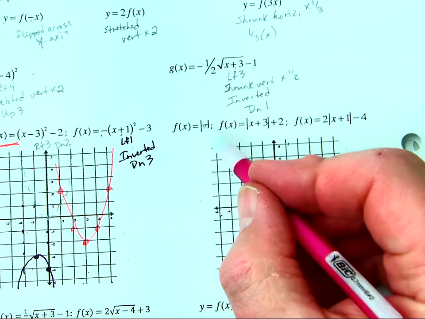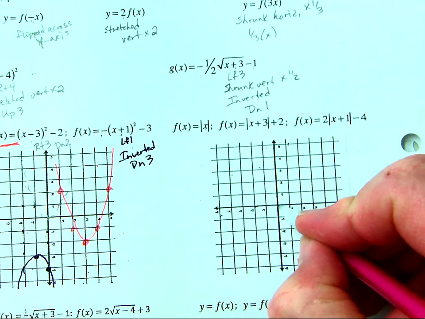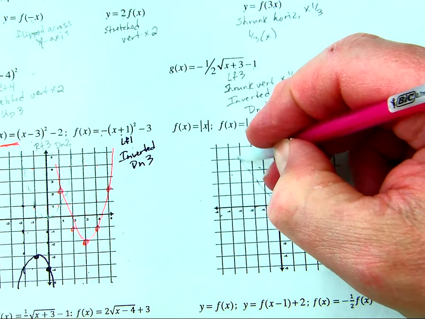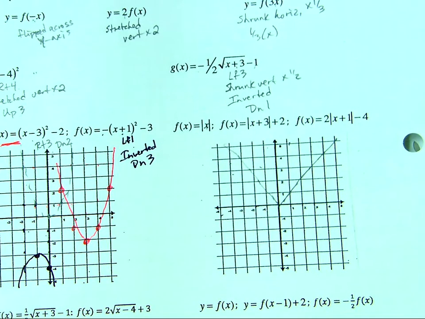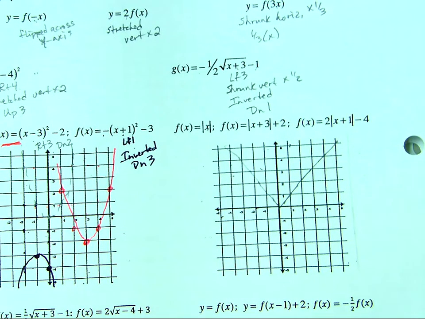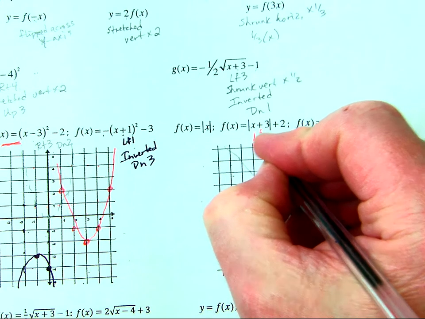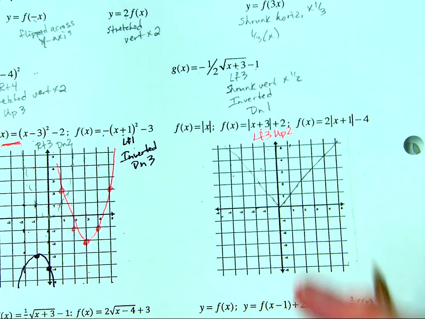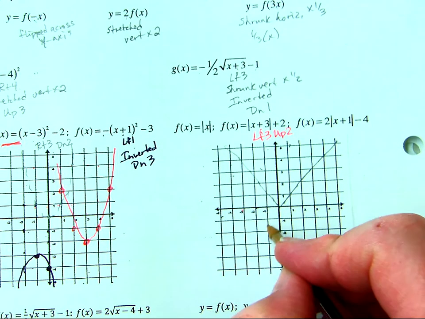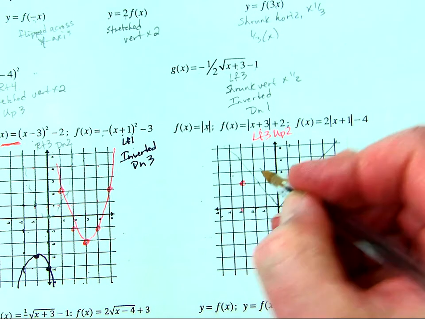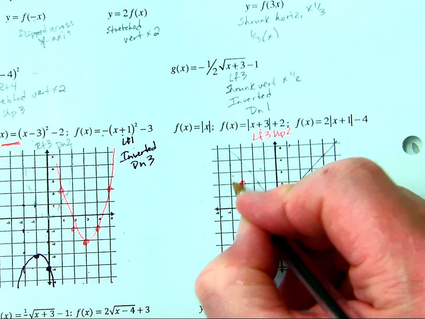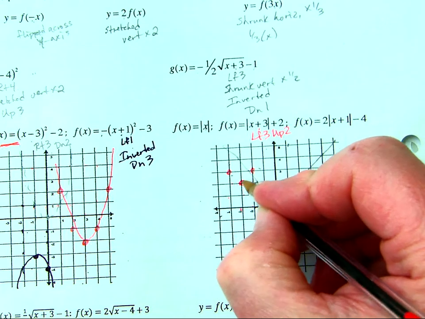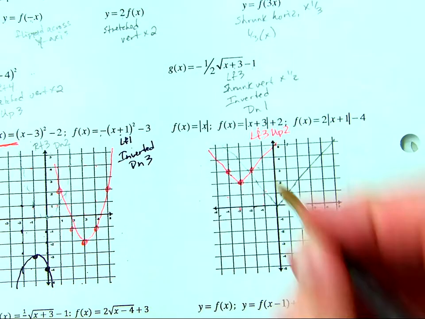All right, this was an absolute value graph. If you remember, an absolute value graph looks like this. Now, the first thing we have here is left 3 and up 2. So we're going to do that to all the points. Like this vertex, left 3, up 2. This point here, left 3, up 2. So that graph looks like this.